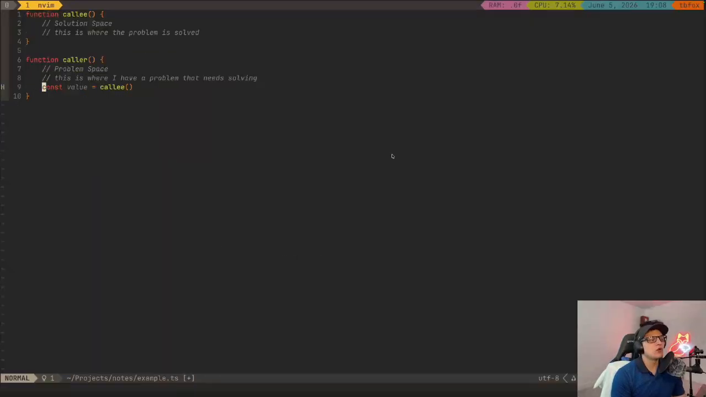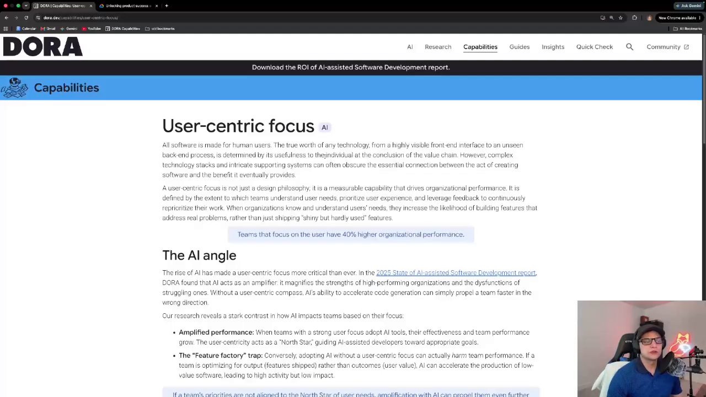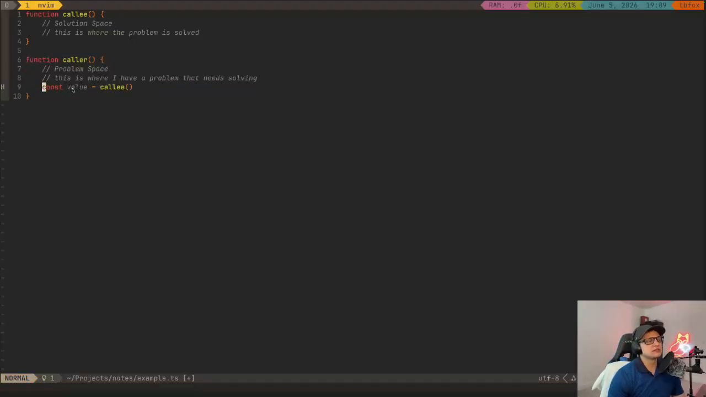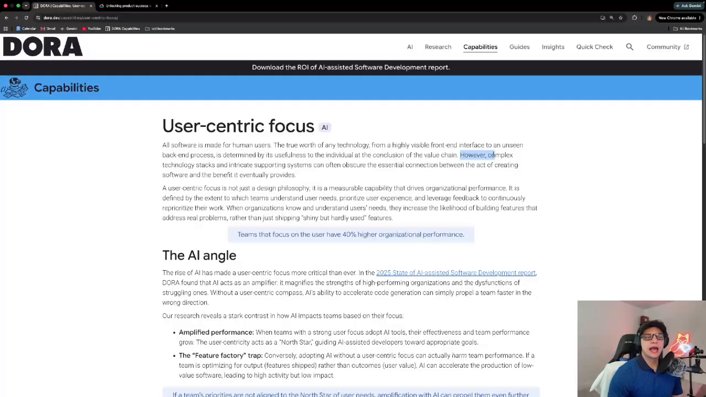What does that mean? The only reason the callee matters is because of this value, or in other words, the individual at the conclusion of the value chain. If my callee is the business and my caller is the customer, the only reason that the customer has to interact with my business is because of this value. Anything else doesn't matter. However, complex technology stacks and intricate supporting systems can often obscure the essential connection between the act of creating software and the benefit it eventually provides.